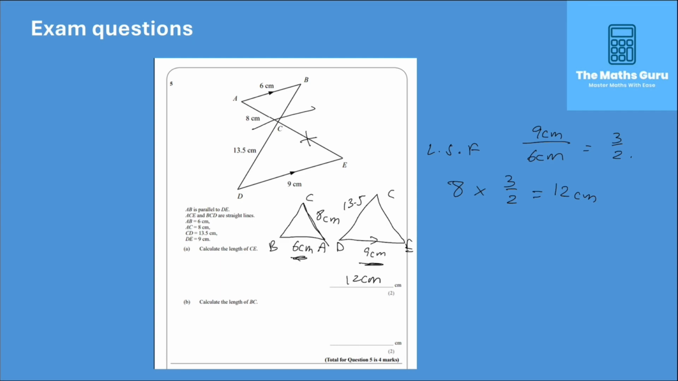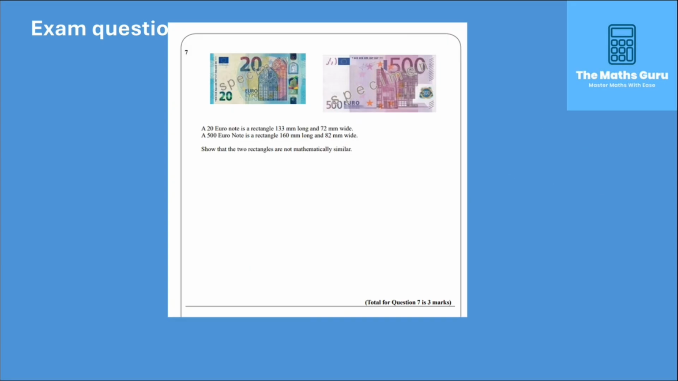Okay, calculating the length of B to C, this one here, we know that 13.5 corresponds to our BC, and because we're starting off in the larger shape, we need to do 13.5 divided by 3 over 2. Put this into our calculator and we get this to be 9 centimeters. Remember, if we're going back from the larger shape, we divide by the scale factor. And if we're going from the smaller shape to the larger shape, we times by the scale factor.